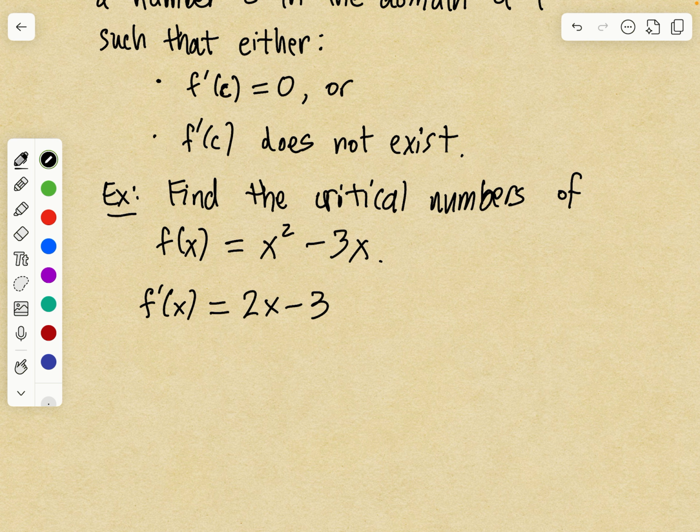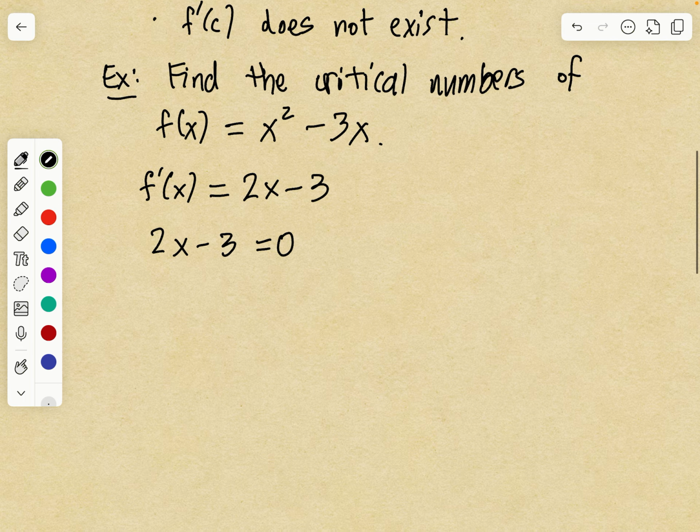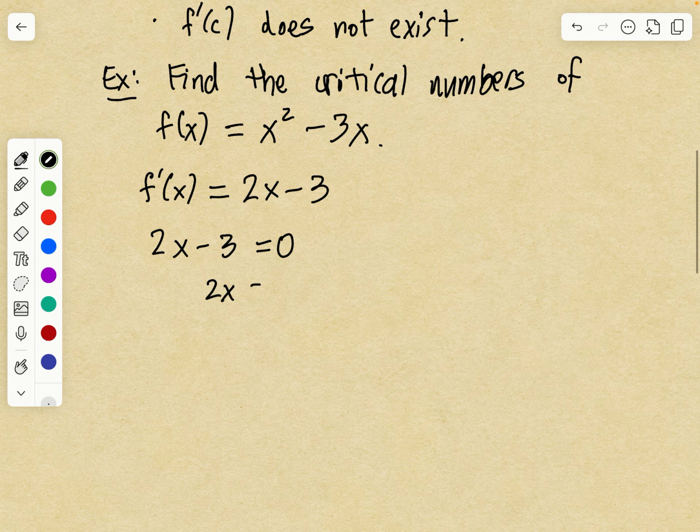So we would set f prime of x equal to 0, 2x minus 3 equals 0, and what do we do to get x? We should add 3, so 2x is equal to 3, and then what's the next thing we do? We divide both sides by 2. And if you divide both sides by 2, you get x is 3 over 2. So when x is 3 over 2, f prime of x is 0.